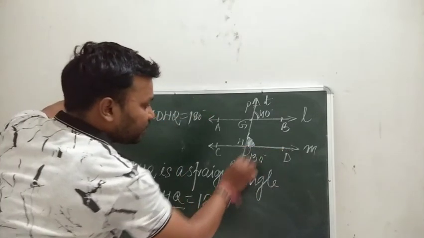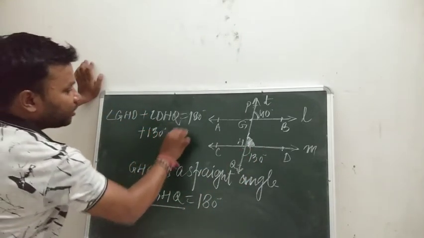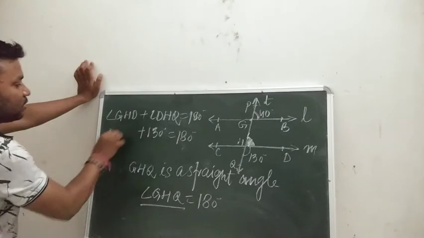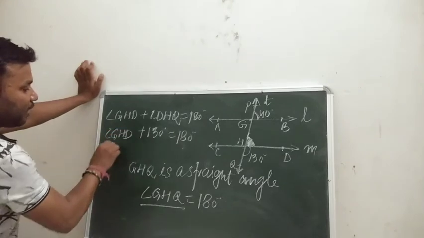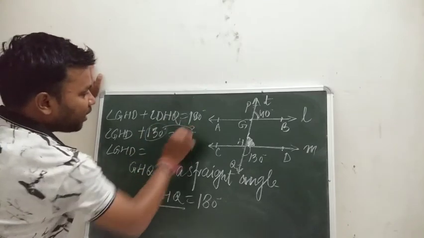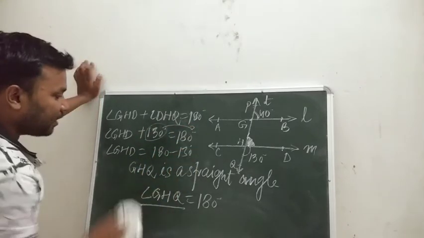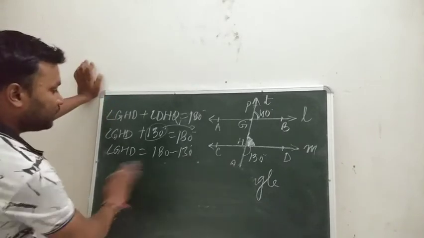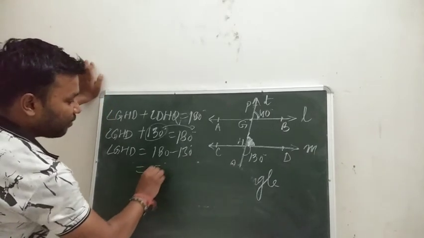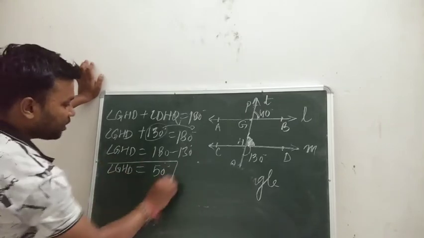And angle DHQ is already given as 130, so we will put the value of angle DHQ, and thus we will find the value of angle GHD. We will take this 130 to the RHS and it will become minus 130, and thus we will get the value of angle GHD, which will become 50 degrees. Angle GHD is 50 degrees.